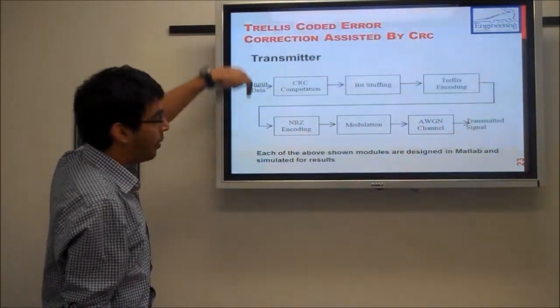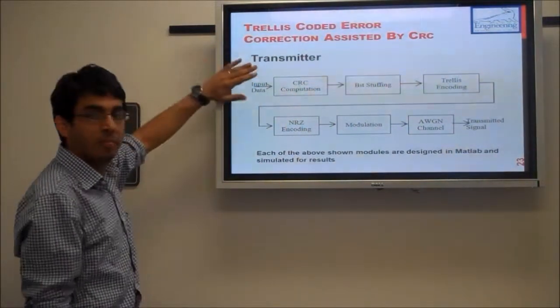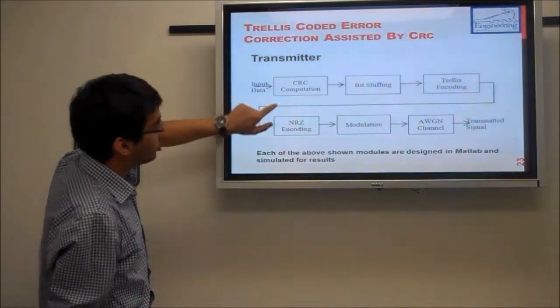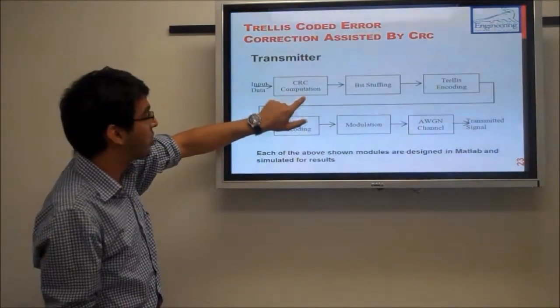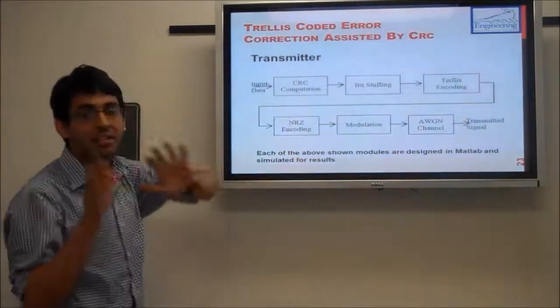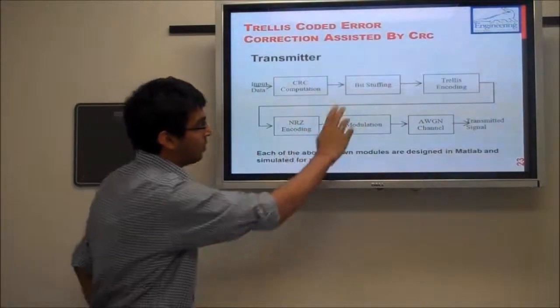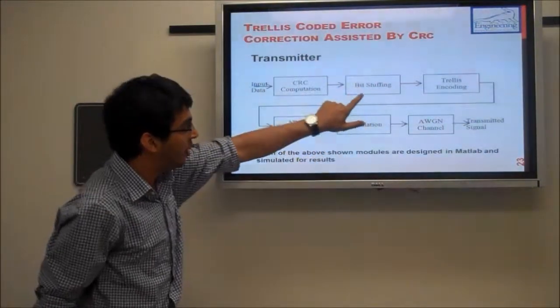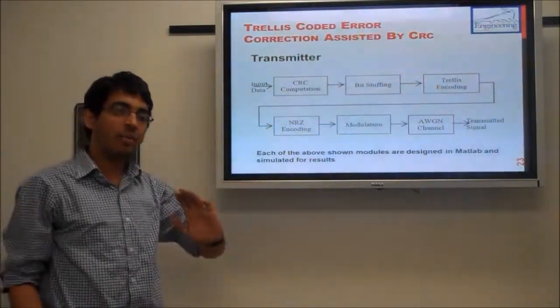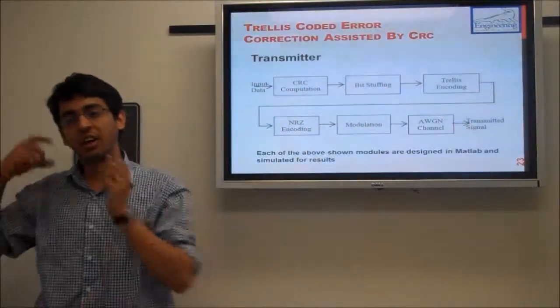So here we have the input data stream which is coming in, which is nothing but a stream of bits. Again, this input data goes to the CRC computation block. Now this would append some CRC bits to the input data, and then the entire packet is bit stuffed. So here in bit stuffing, what we are doing is, whenever we have a stream of 5 consecutive ones, we stuff a 0.